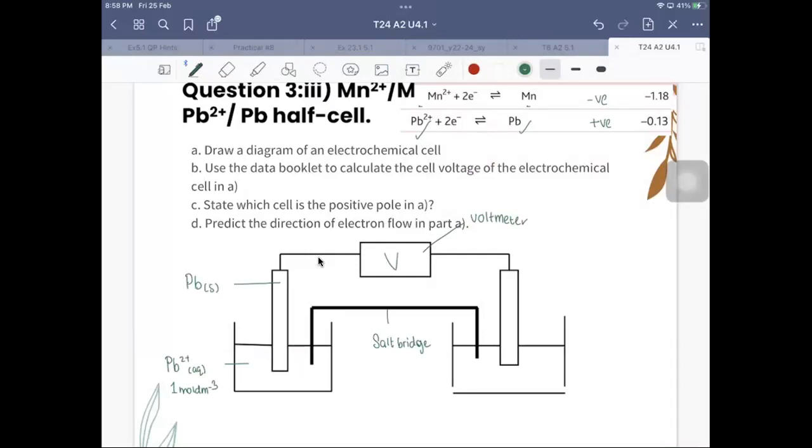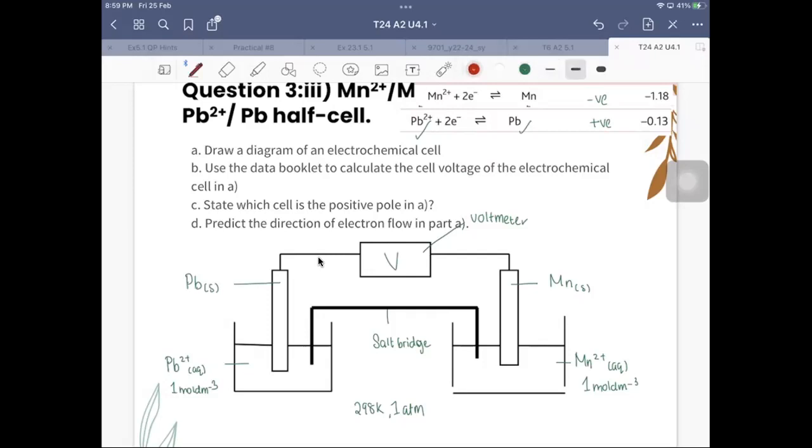We now move on to the other half cell, which is our negative terminal. Manganese is a solid because it's a metal, so that automatically becomes our electrode. And Mn2+ will be the ions that we need in the solution, and the concentration would be 1 mole per dm³ and 298 Kelvin. Even though there is no gas here, we will just write down the atmosphere as a habit, okay? But even if you don't write it down, you will not get penalized, I hope, because there's nothing involving gases.